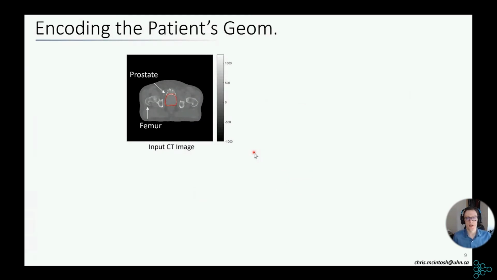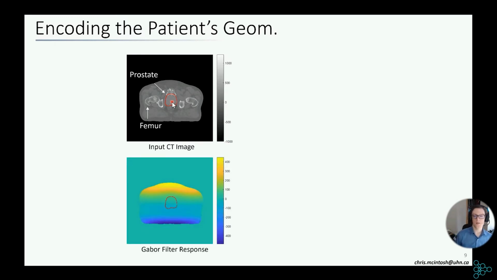So the first step of the process is to encode the patient in a way that the AI can actually understand. So for this example, we have here an input CT image. It has a clinical contour for the prostate drawn on it. And we can start off with some simple filters. So these are Gabor filter responses. And it turns out these are actually very similar to the filters that are learned by the first few stages of a neural network. So they're basically edge detectors. So we have these at various scales and angles or rotations to be able to detect where we are in the body and the amount of contrast between a bone and soft tissue and these sorts of things.